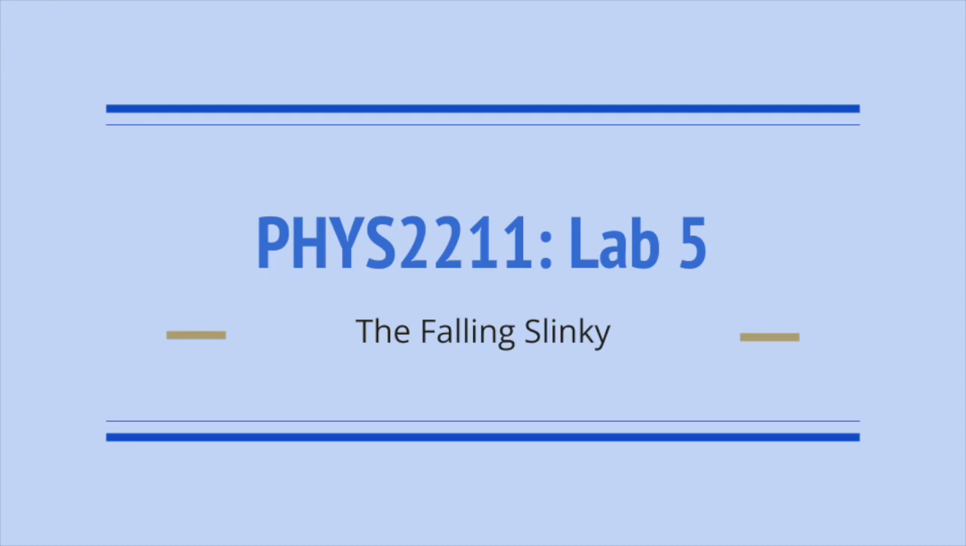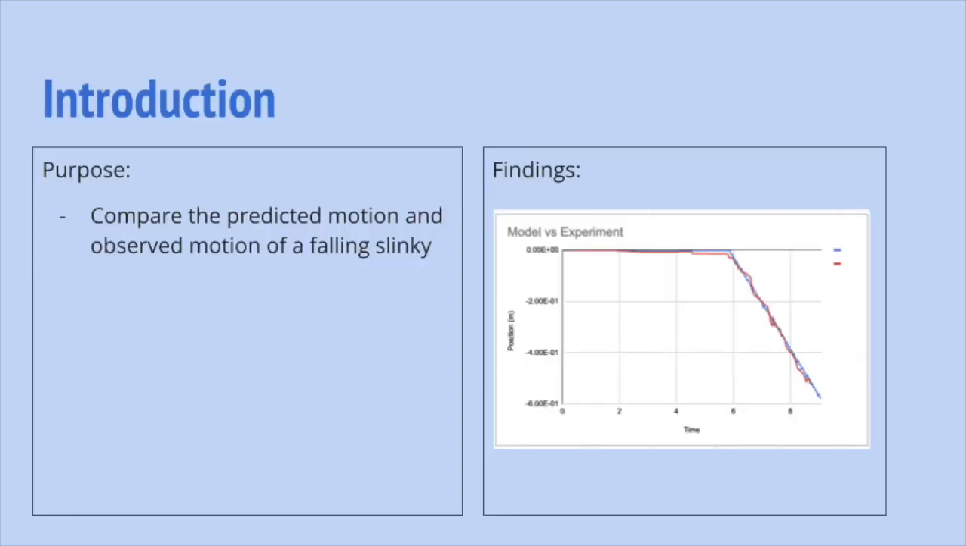This is Physics 1, Lab 5, Choose Your Own Adventure. I chose the falling slinky. Today we are comparing the predicted motion and the observed motion of a falling slinky. And you can see here our findings that they are very close, the model and the experiment.